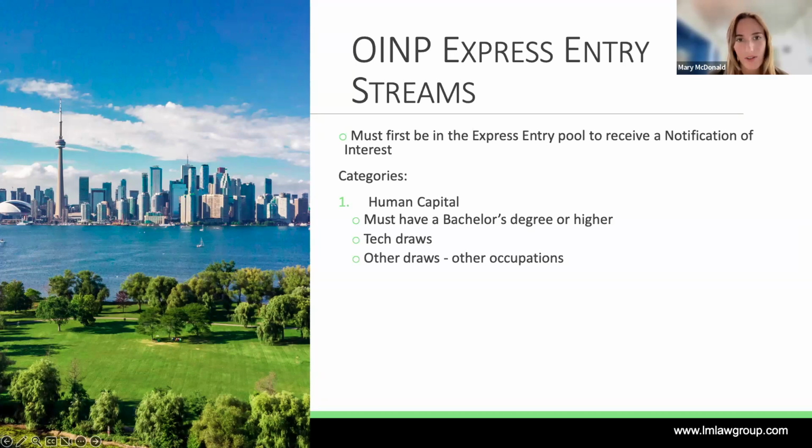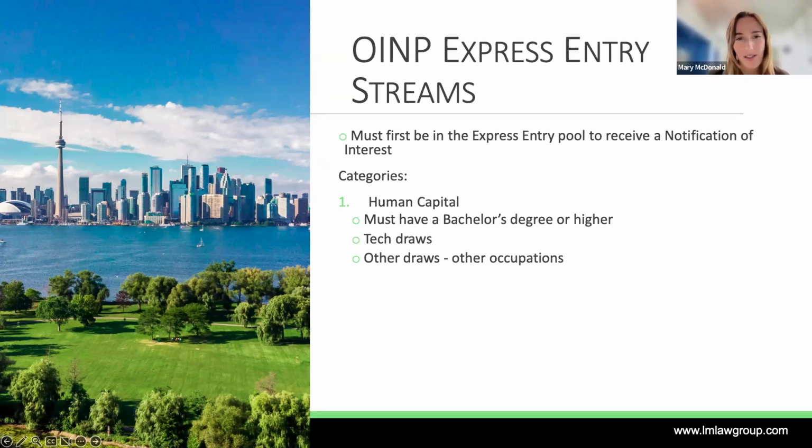So who do they give these notifications of interest out to? So you're in the Express Entry pool, and there's a couple of categories that they've identified. The first is the human capital stream. So in order to receive a notification of interest through this stream, you have to be in the pool for Express Entry, and you also need to have a bachelor's degree. The bachelor's doesn't have to be from inside of Canada. It can also be from outside of Canada.